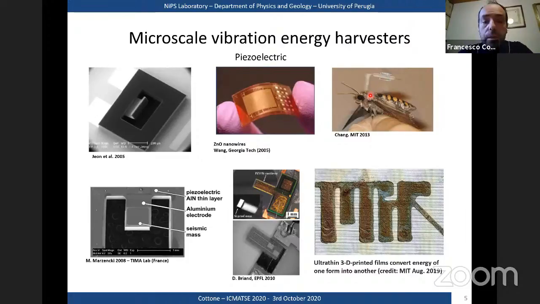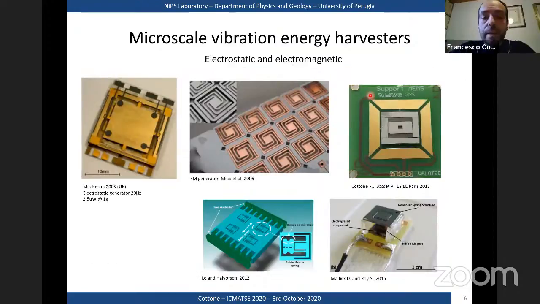In this slide, I will show you some other examples of different kinds of transduction methods for vibration energy harvesters. Here is one from Paul Mitcheson in the UK. It is an electrostatic planar capacitor that converts vibration. By changing the capacitance of the capacitors, it converts the vibration of the seismic mass on the top into electricity.